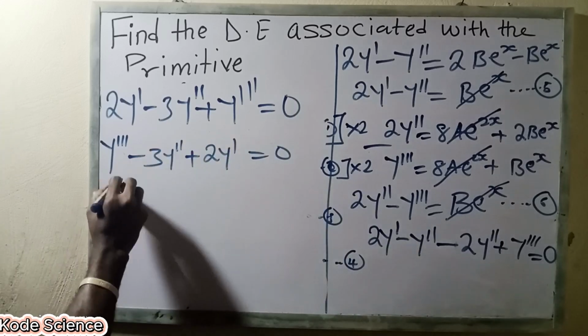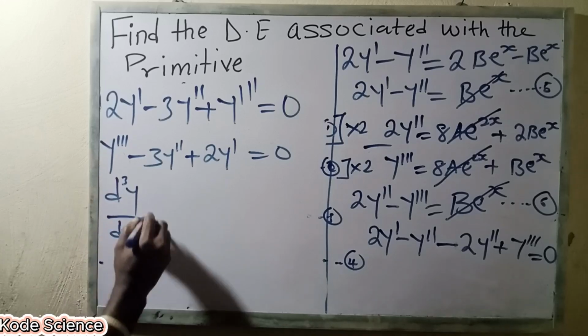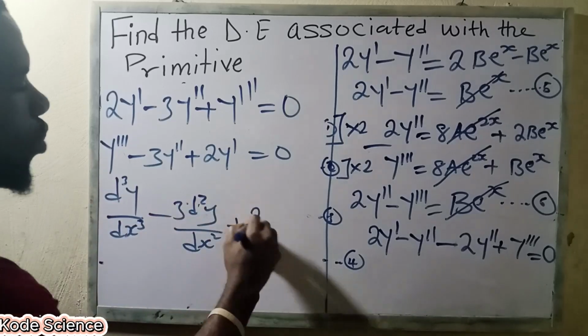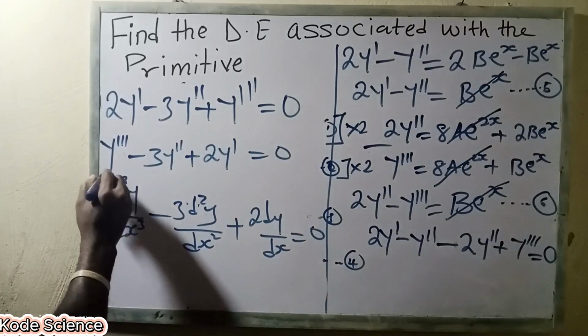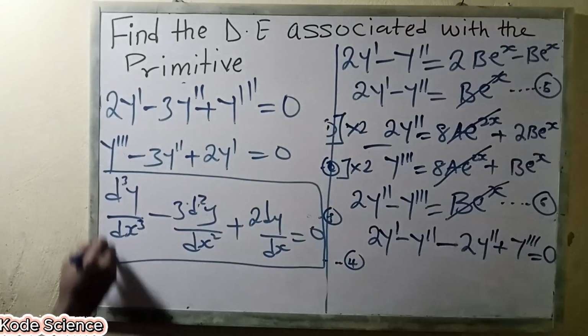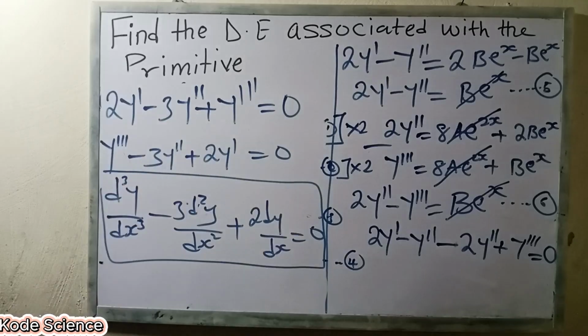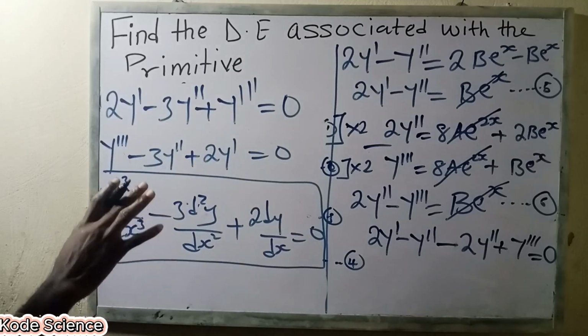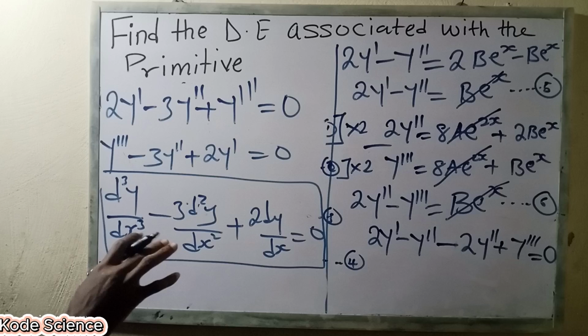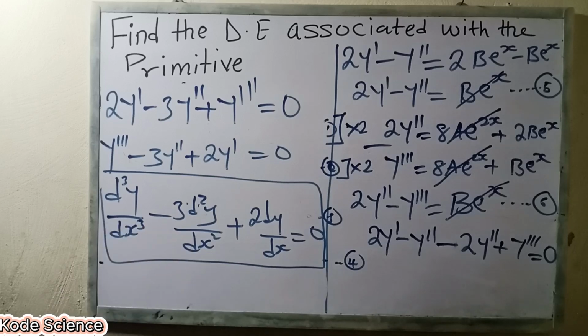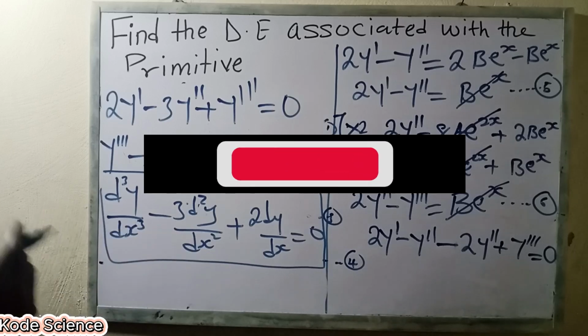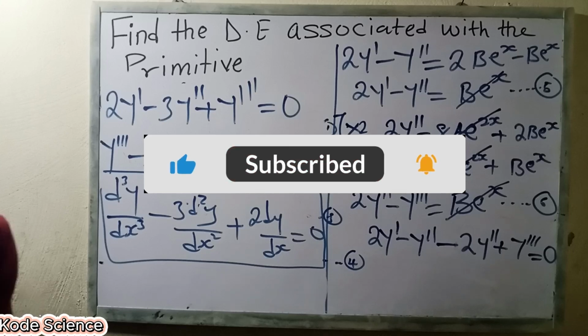So all of this is the same as this particular differential equation. So we are able to eliminate the arbitrary constants. So now let's go to question number 3.